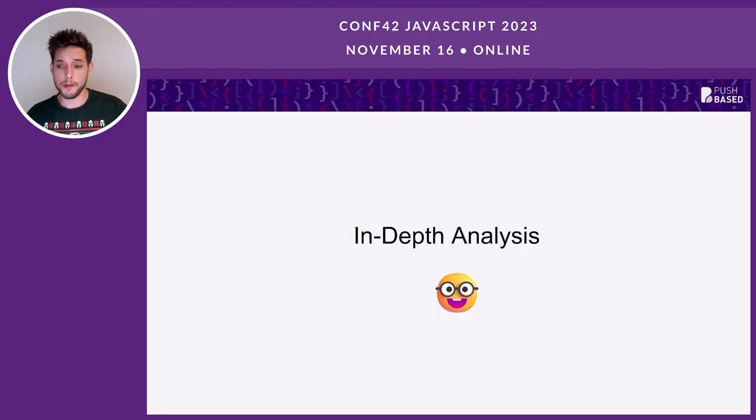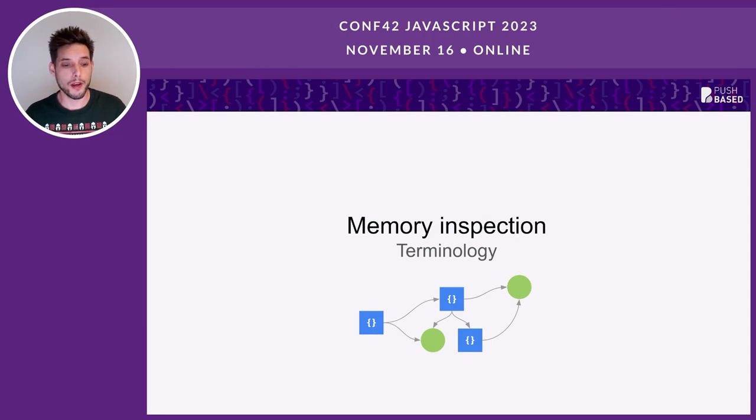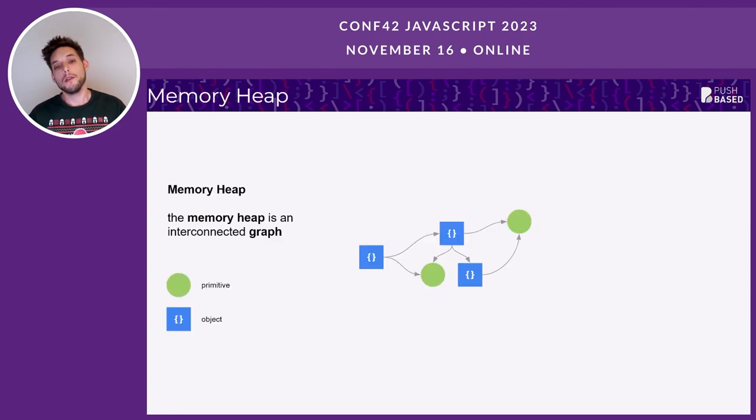So before we go into the in-depth analysis, let's talk about the terminology, because we have to introduce some words here. The first and most important one, I guess, is the memory heap. The memory heap is an interconnected graph, which means your objects are not only simple objects, but they also have references to each other. So if you store a reference from one object to another, then this will also be part of the memory heap. And if you want to remove objects from the memory heap, it has to traverse the whole graph in order to find anything. So it not only stores objects, but also their references to other objects, as well as primitive values belonging to different objects.